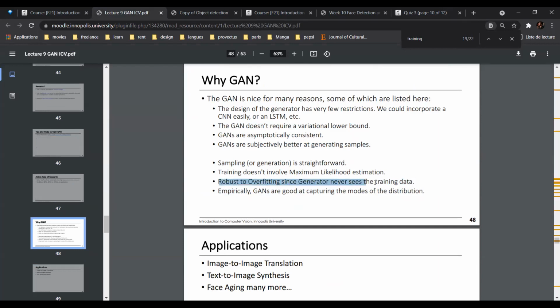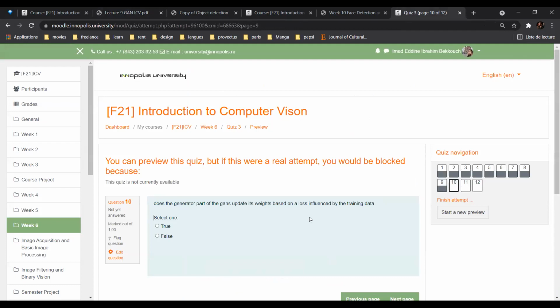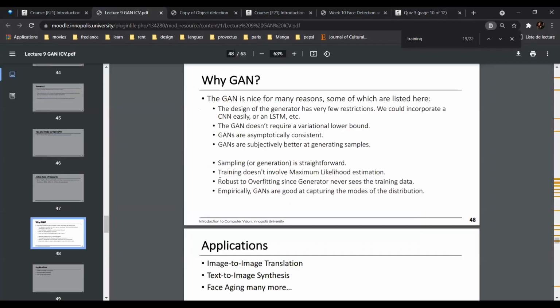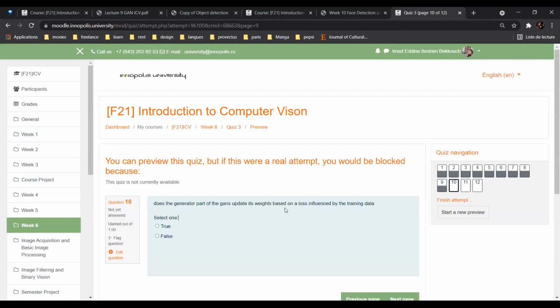Yeah, robust to overfitting since the generator never sees the training data. And this is the question in here. We spent some time explaining this during the lecture, so I wanted to ask a question about it. But it's pretty easy, right?